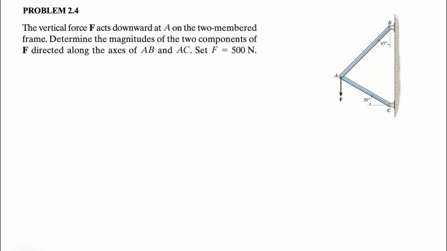We're going to be solving question 4 from the second chapter of the Hibbeler textbook, and we have this vertical force F downward at point A on the two-membered frame. We need to determine the magnitude of the two components of F directed along the axes of AB and AC, and we know that F is 500 newtons.